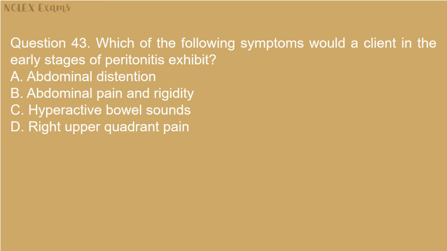Question 43. Which of the following symptoms would a client in the early stages of peritonitis exhibit? A. Abdominal distension. B. Abdominal pain and rigidity. C. Hyperactive bowel sounds. D. Right upper quadrant pain.